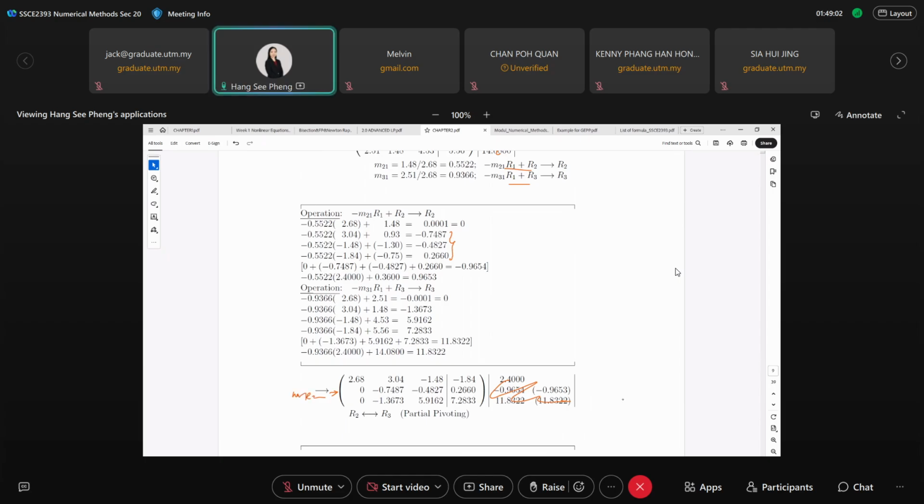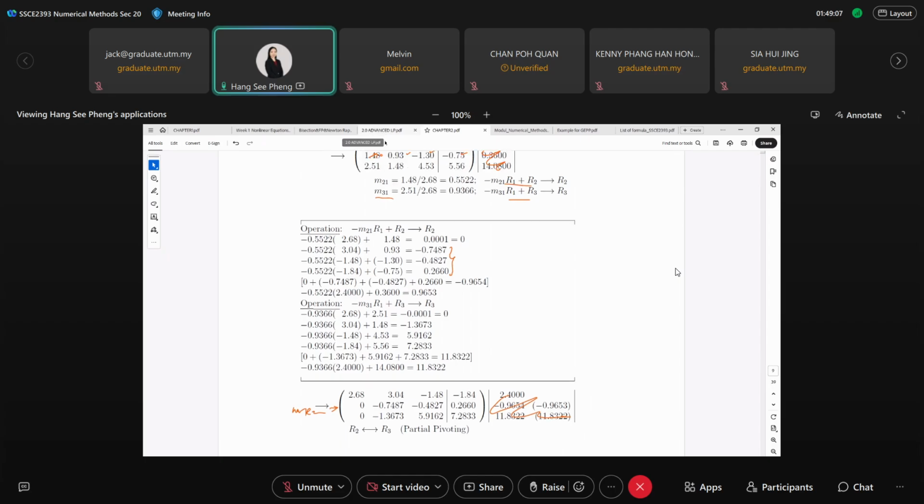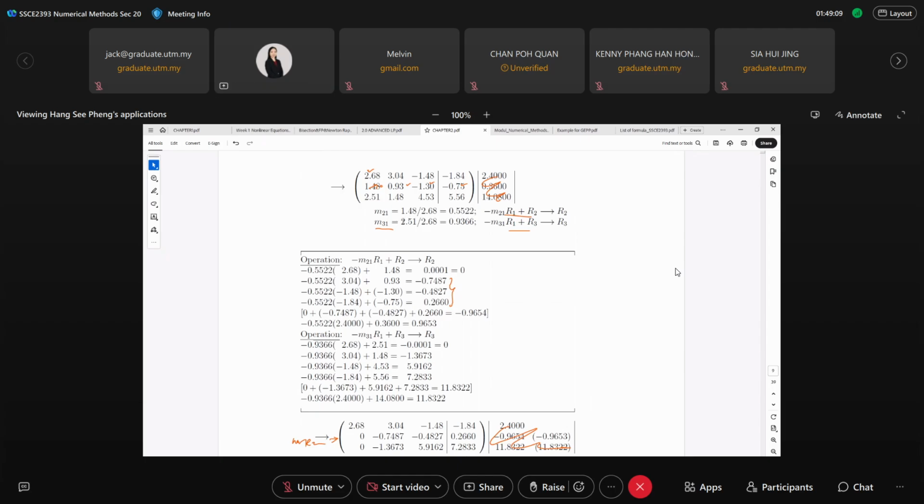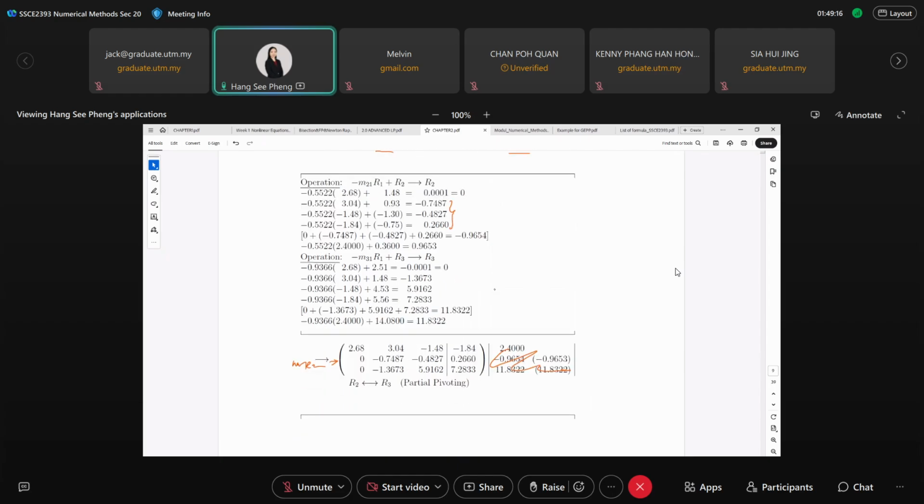And the same after we calculate M31 using A31 divided by the pivot element A11; you get 0.9 something. Perform the operations and you get the new R3. So this is the step-by-step way to do it. But actually, you can set this procedure in your calculator. This is the constant. Just put in R1, R3, and you get the new R3.